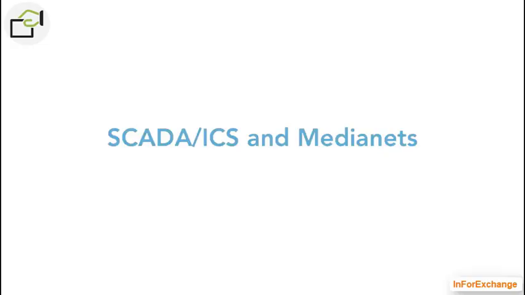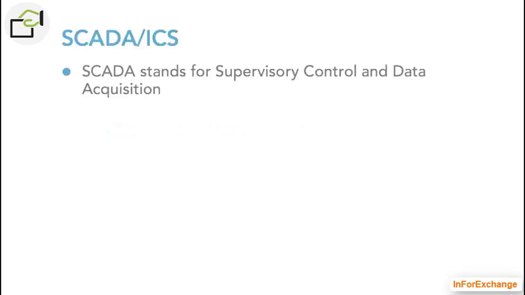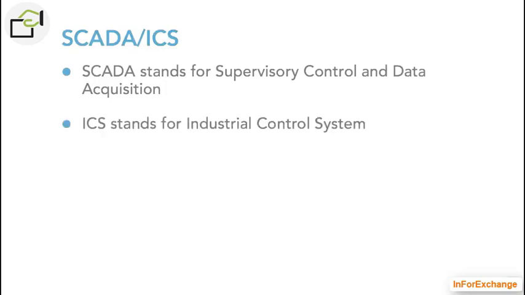Now we've talked about a few generalized network technologies. Let's talk about a few specialized network technologies. The specialized network technologies I want to look at right now are SCADA, ICS, and MediaNet technologies. SCADA stands for Supervisory Control and Data Acquisition. ICS stands for Industrial Control System.